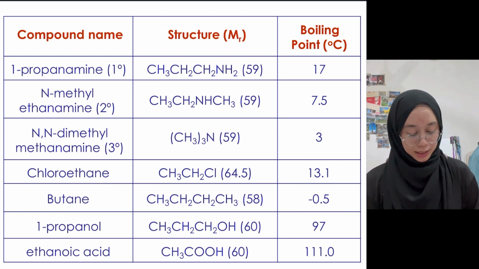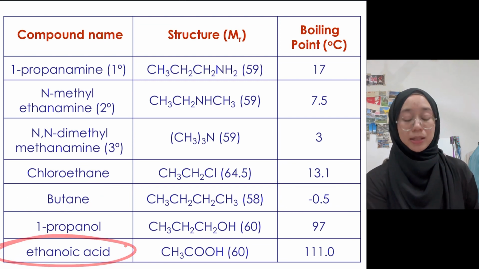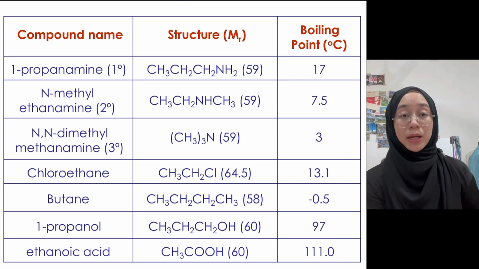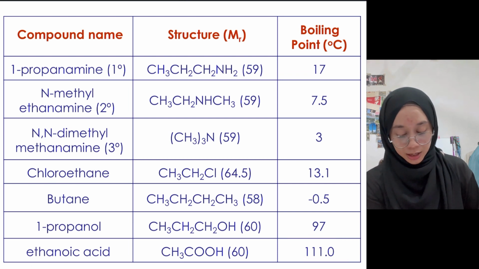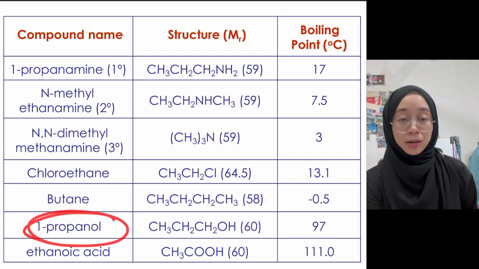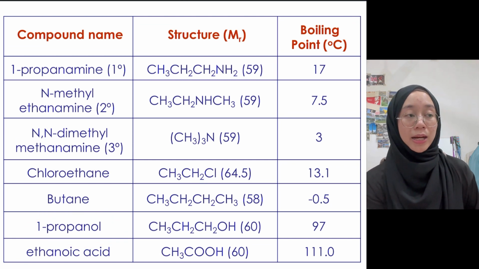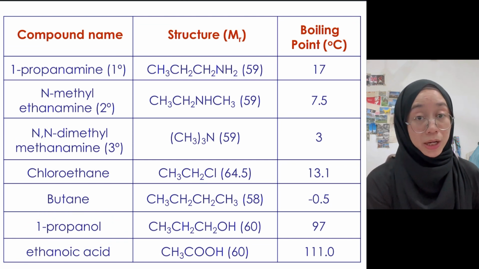Meanwhile yang the highest adalah carboxylic acid lah. Carboxylic acid the highest because dia boleh form dimer hydrogen bond. Okay, so followed by alcohol. Okay, because alcohol dia ada hydrogen bond tapi hydrogen bond biasa je, bukan dimer punya.